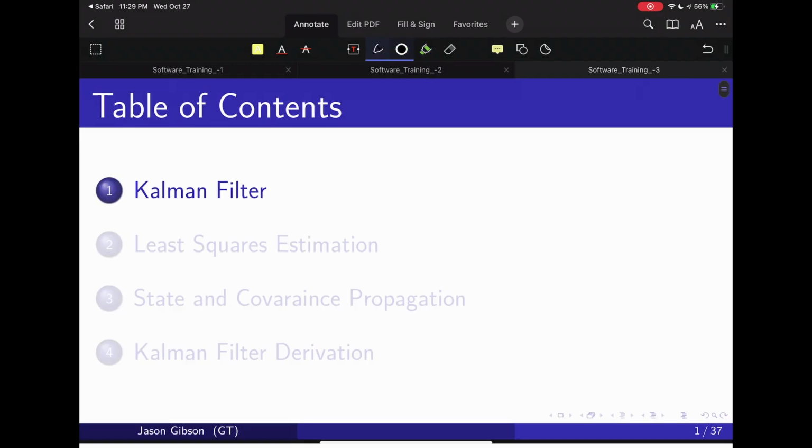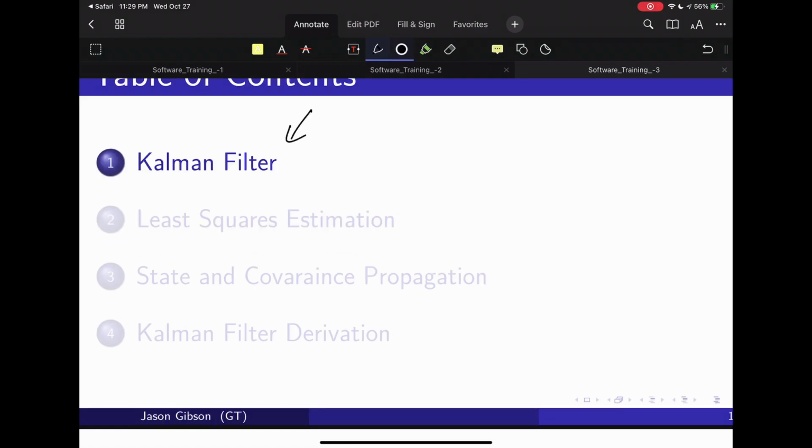So in this lecture, what we're going to do is cover some of the following topics. We already talked about the high-level idea of what a Kalman filter is and why we would want to use it. The next thing we're going to do is derive this thing called least squares estimation, and this is the estimation algorithm that backs the Kalman filter. Then we're going to talk about how you can propagate your state and covariance, and finally we're going to derive the Kalman filter itself.